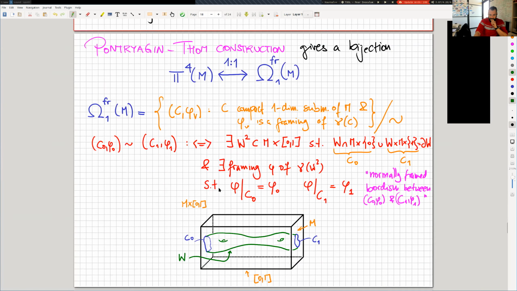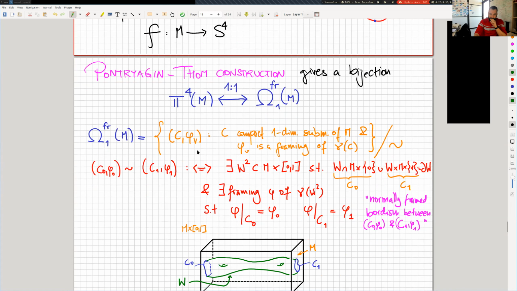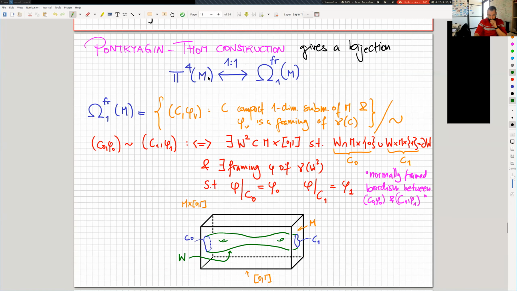And this Pontryagin-Thom construction is very interesting because it established a one-to-one correspondence between the cohomotopy group here and the normally framed bordisms of one-dimensional submanifolds of M. And what is this? This is maybe not an easy concept if you see it for the first time to understand, but you can explain it very visually.